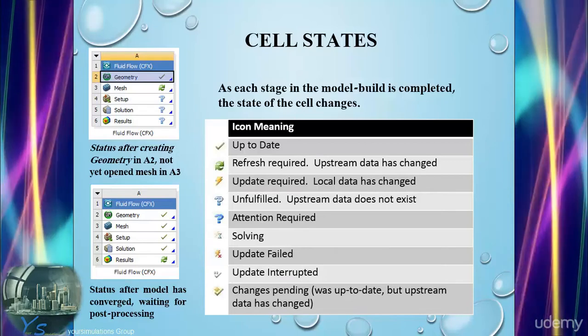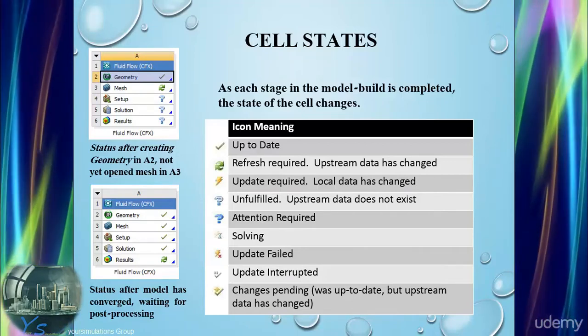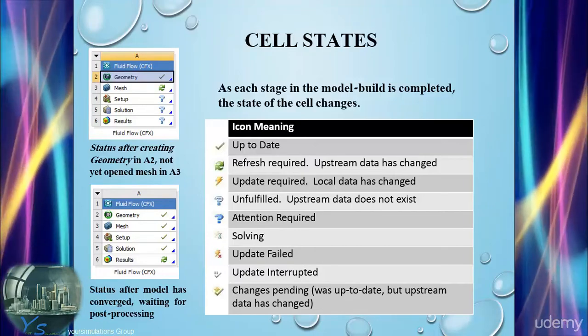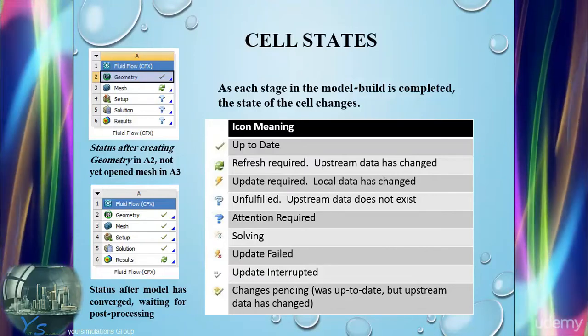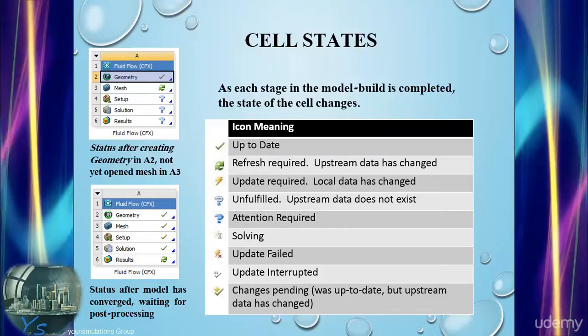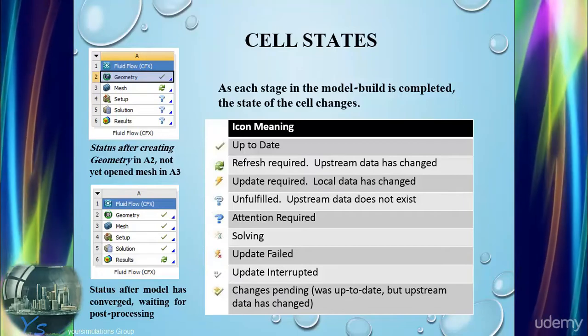If we have the quotes button with a silver tick, that means that the update has been interrupted for one reason or another. And finally, if we have a green tick with the yellow arrow, that means changes that we've inferred earlier on require an update. So an example being that the simulation was up to date at one point, but something upstream has now changed, and as a result changes are now pending.